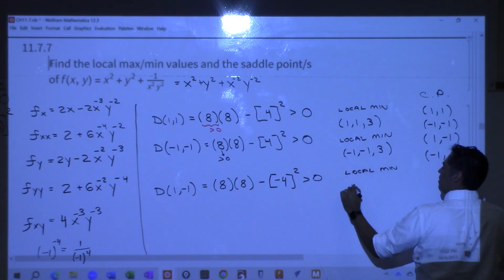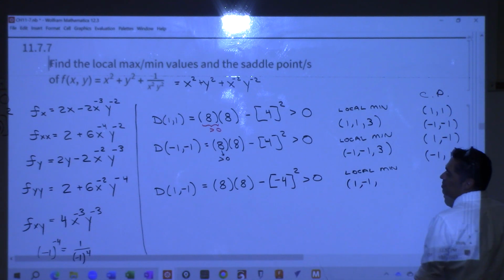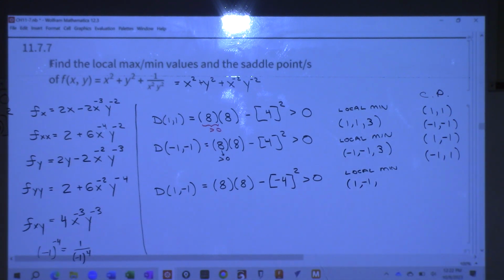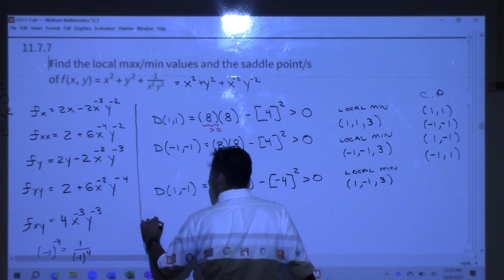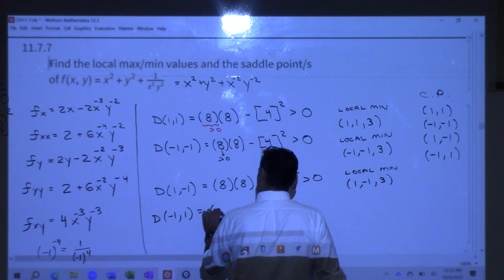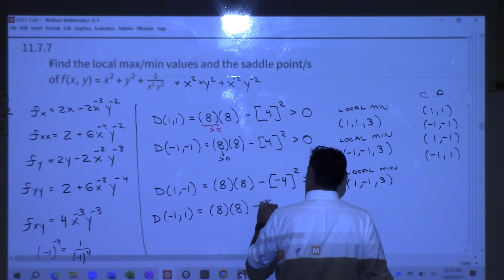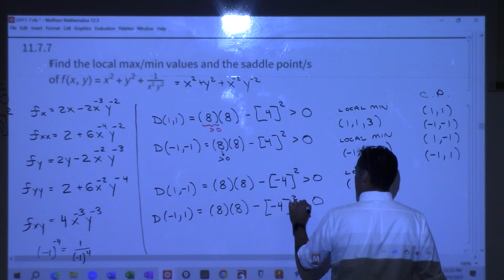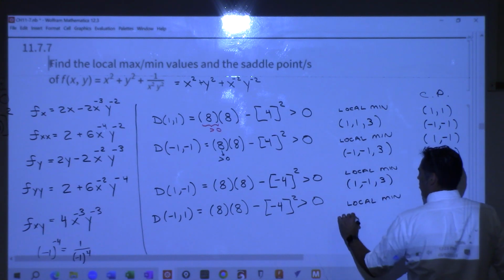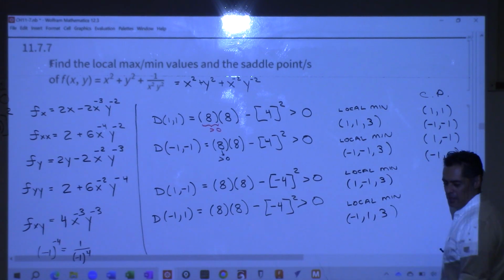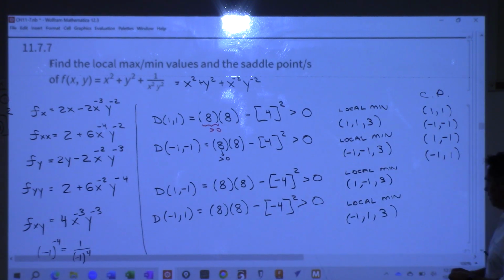Are we going to have any local maxes, you think? 1, negative 1. And is it still 3? Yes, because everything in the function is squared. So, okay, last one. It's the same exact thing. Negative 1, positive 1. We still get 8. We still get minus. But this is negative 4 and squared greater than 0. And that's greater than 0. Local min again at negative 1, positive 1, 3. This has got to be a pretty weird looking graph, huh? Well, maybe not, just 4 points where you have low spots, right?